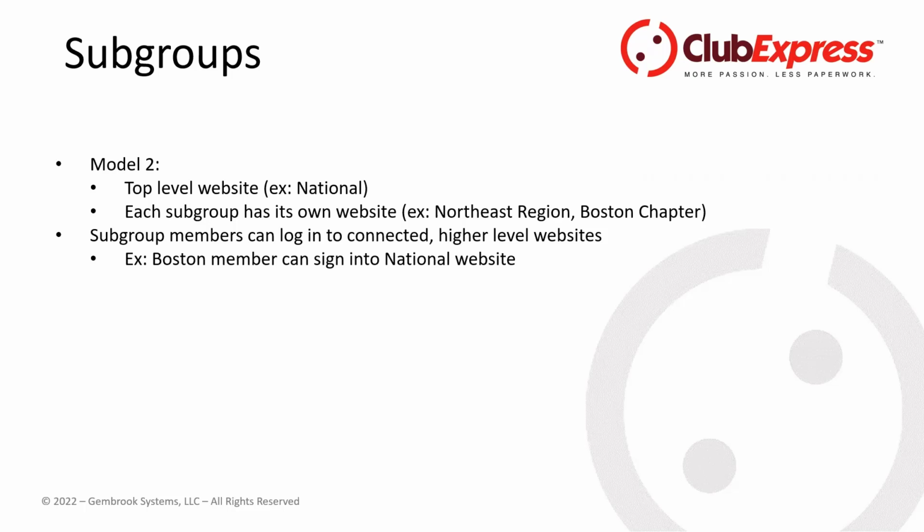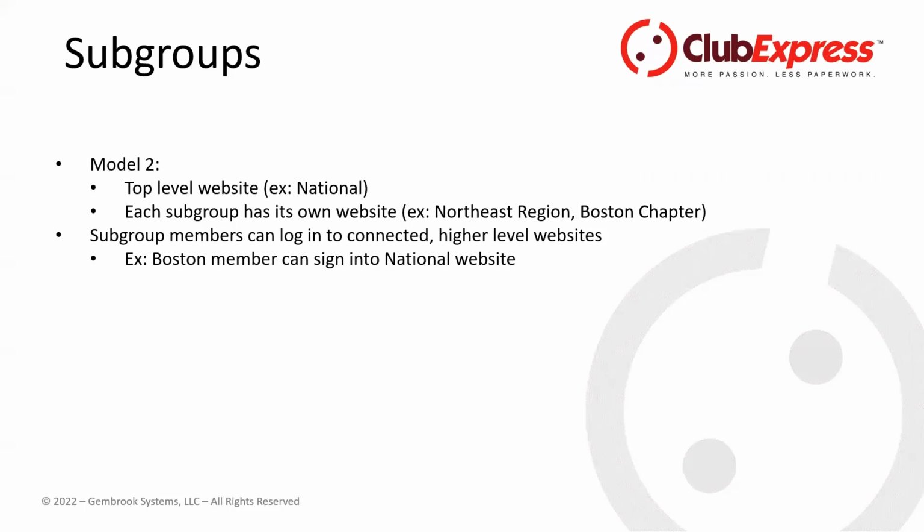So someone from Boston is logging into one website, they can see their events and they can maybe see some other events on the calendar. They can register for those events, sign up for volunteering opportunities, all on the same website. But with a Model 2 organization, there might be more than one website that they're accessing.